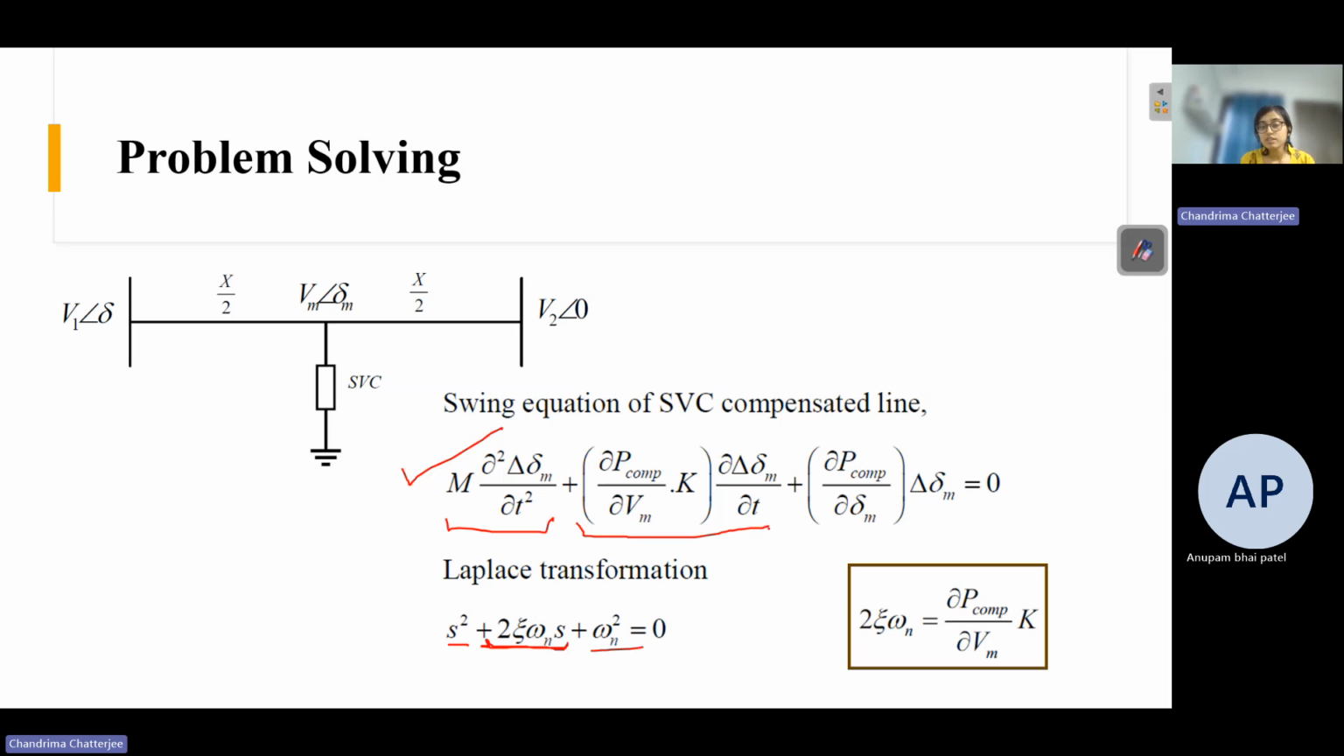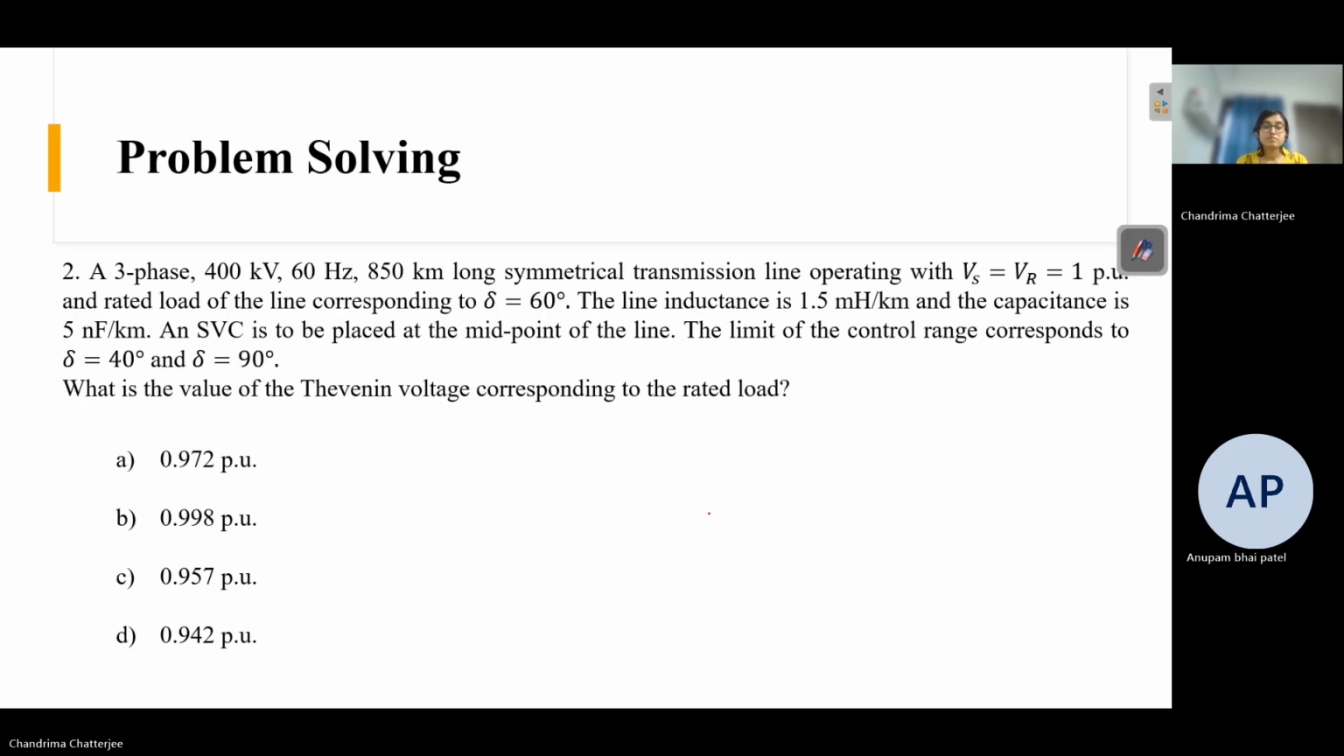So till this point, is it understood? This portion will not come unless we vary the voltage Vm. When we vary the voltage Vm, then only this term comes, which is 2 zeta omega n. Okay, yes. So now we can proceed to the next problem.